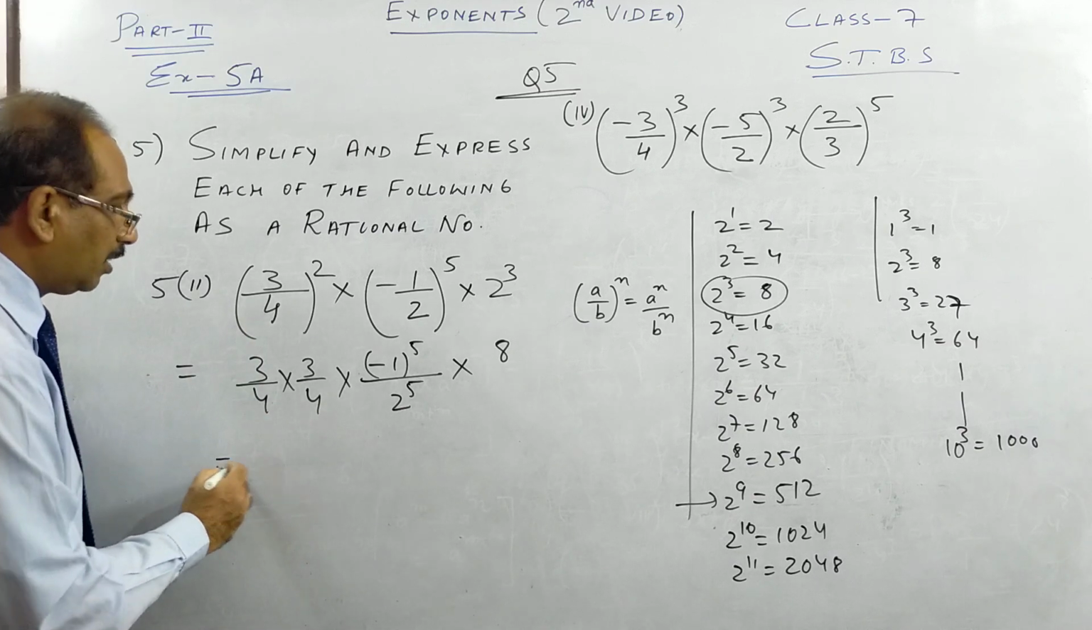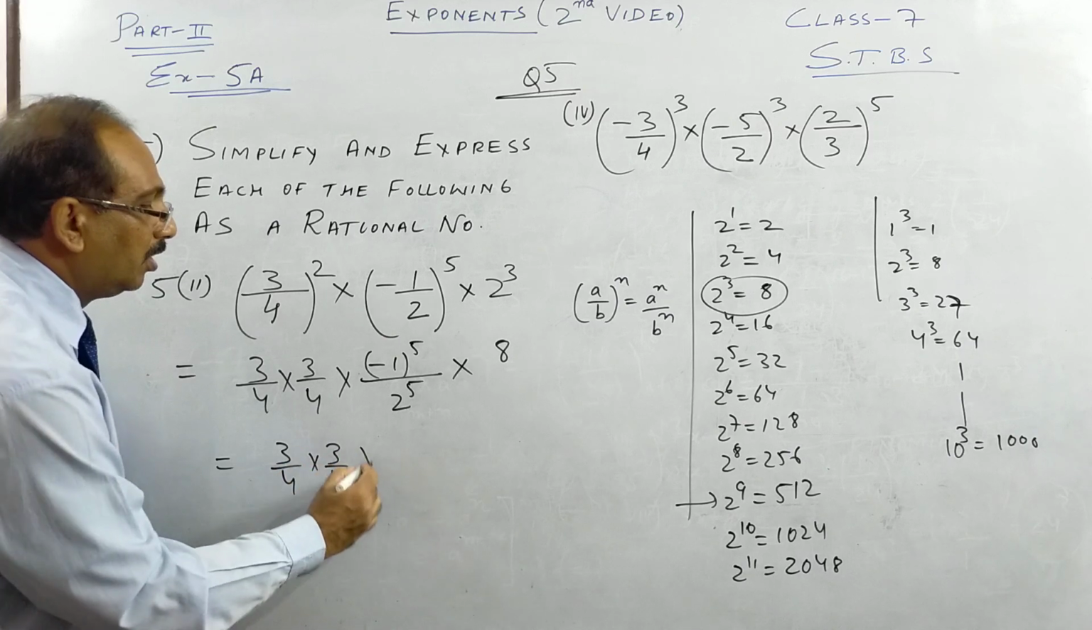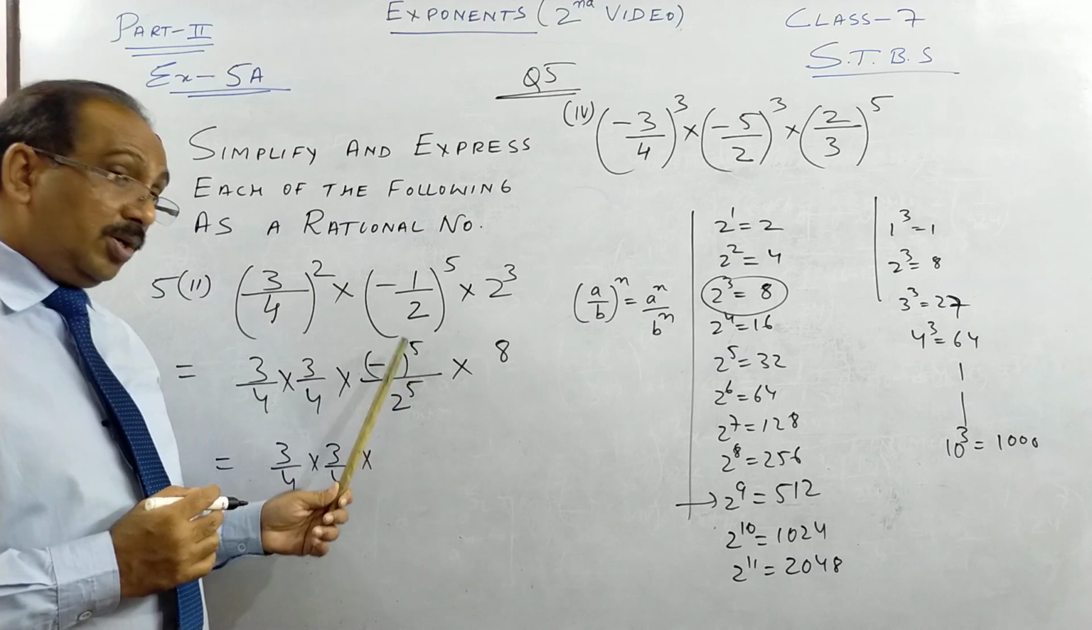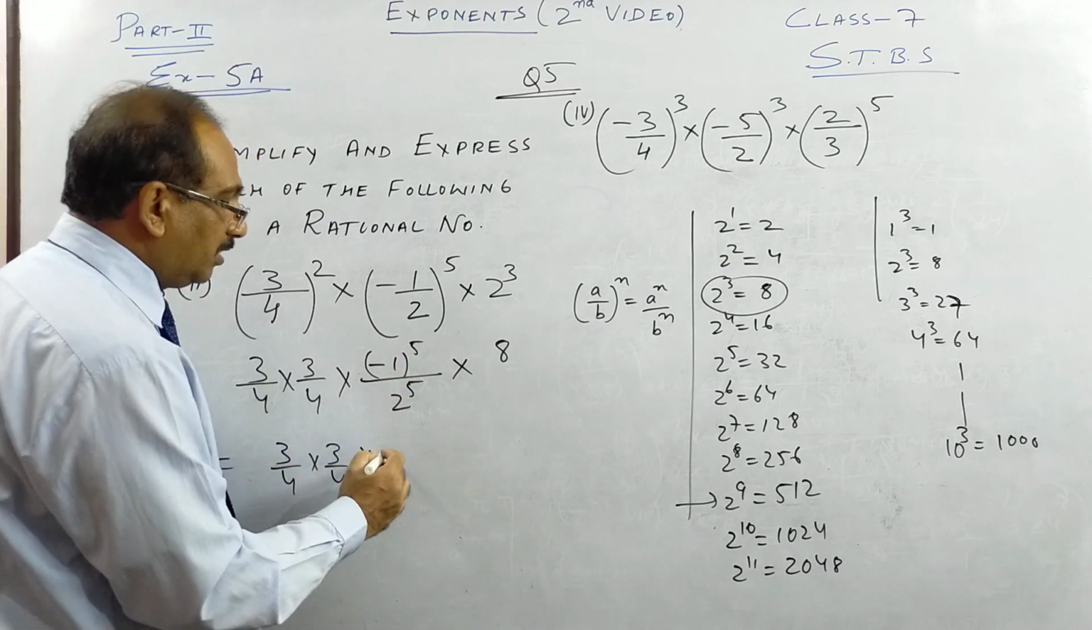Now see here what I am doing. 3 by 4 into 3 by 4. Another thing I taught you yesterday, children: minus 1 to the power of an odd number, the answer will always be minus.